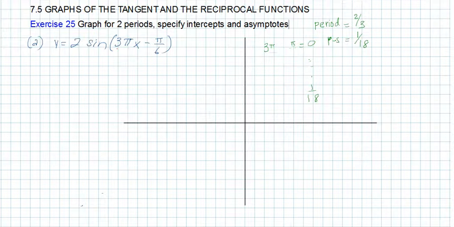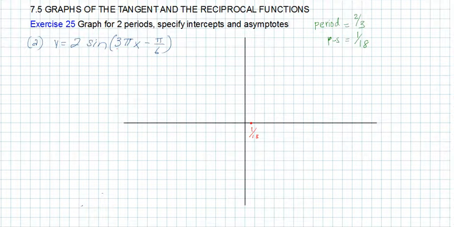And you know what? Now I need to cut my period into 4 parts. Well, first let's put the phase shift mark before we forget. So the phase shift, we start right there. I'm going to put it in red. So 1 over 18 is my phase shift.